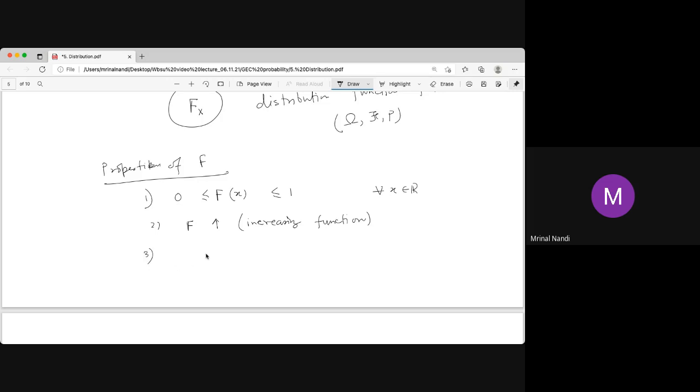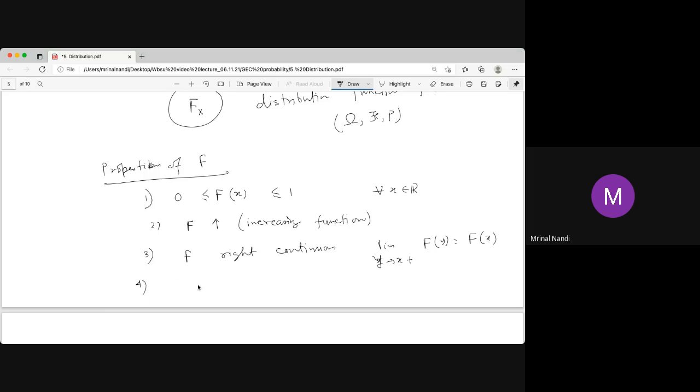And the other property is that F is right continuous. What is that? It is the limit as y tends to x from the right of Fy equals Fx. Fx is called right continuous. It may not be left continuous. If it is a discrete random variable, it is not left continuous. But if it is a continuous random variable, it is a continuous function, and also left continuous.